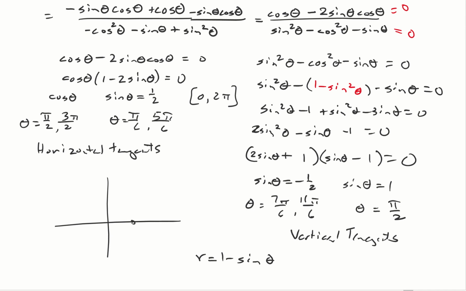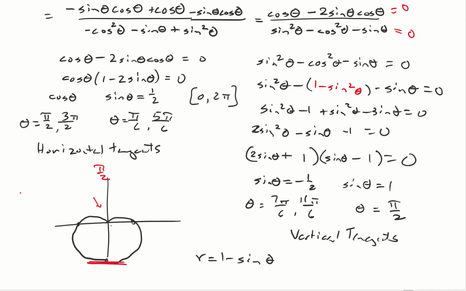It goes to 1 here and 1 here, and 2 here. Yeah, this thing is doing this. That's right. It's a cardioid. It's got a cusp. So let's graph what we've got. We've got horizontal tangents at pi over 2. Does it really look like it? Look at pi over 2, but also 3 pi over 2.